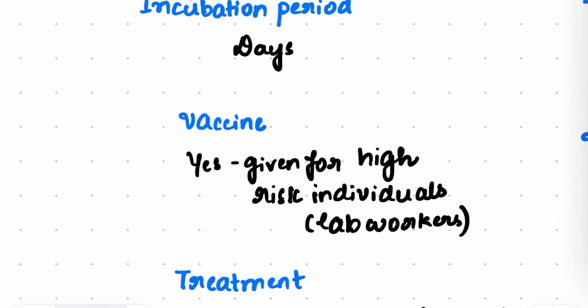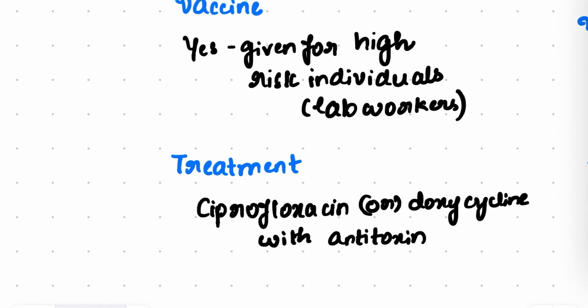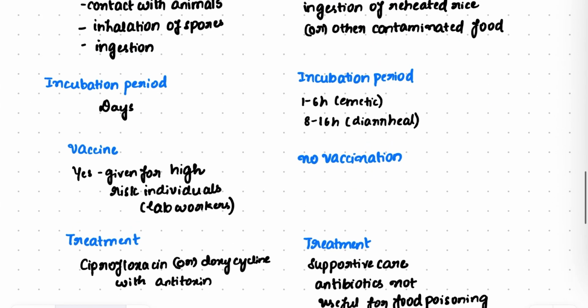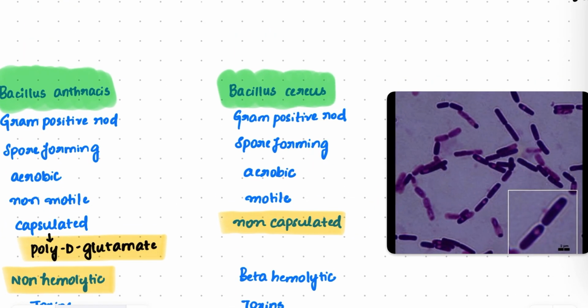The vaccine will be given for high-risk individuals like military personnel and lab workers, because they are more exposed to this disease. The treatment: it is penicillin sensitive, and the treatment can be ciprofloxacin or doxycycline, and antitoxin can be given with it. Coming to the other species, that is Bacillus cereus.